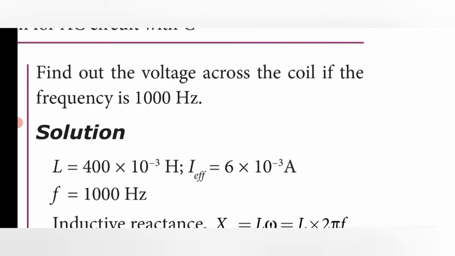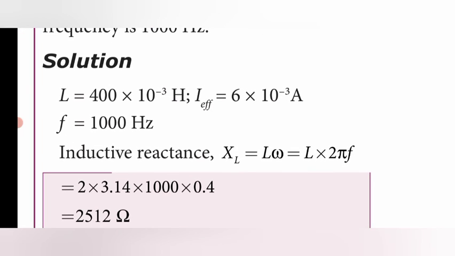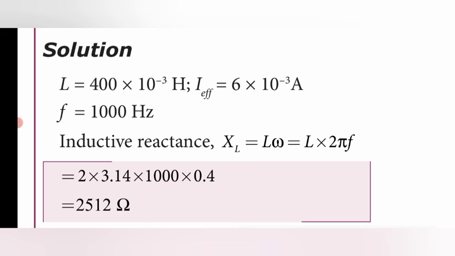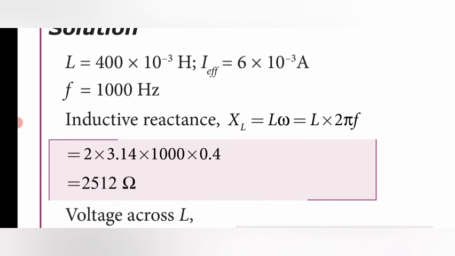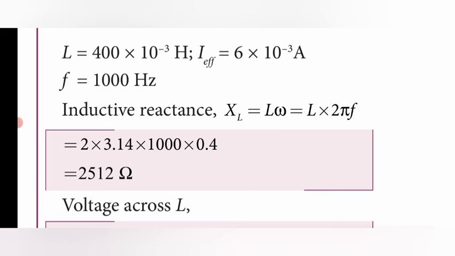So what parameters are given here? L is given, that is the inductance value. L is equal to 400 into 10 to the power minus 3 Henry, and the effective current is given as 6 milliampere, that is 6 into 10 to the power minus 3 ampere. For milli we substitute 10 to the power minus 3. The frequency is given as 1000 Hz. We have to find the inductive reactance, then substitute in Ohm's law in terms of RMS value, and then we will get the volt value.